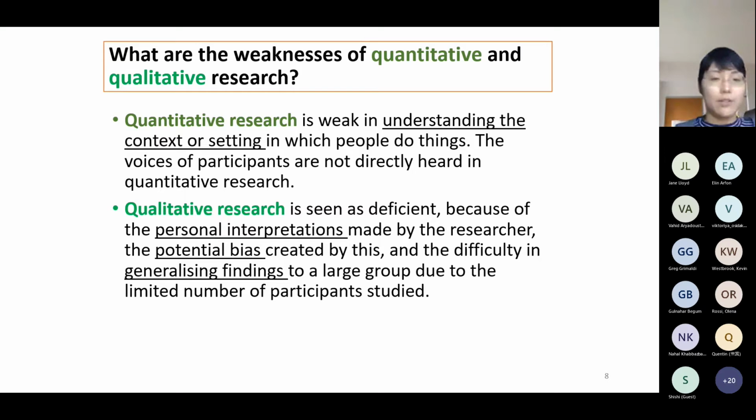Whereas qualitative research can do that, but it can be seen as deficient because of the personal interpretations made of it by the researcher, so it's quite subjective. There is the potential bias created by this, and the difficulty in generalizing findings because it only involves a small sample size. So those are the points that qualitative research tends to be attacked on.